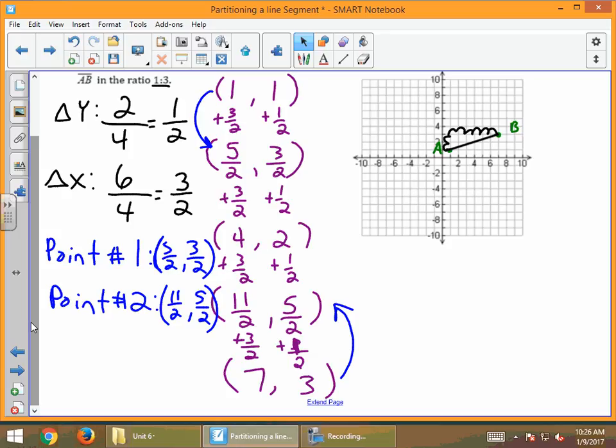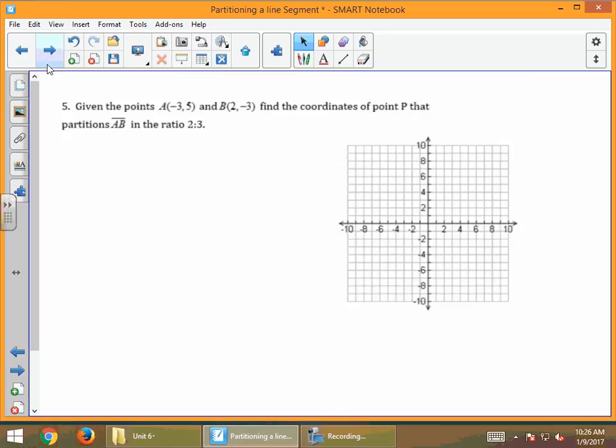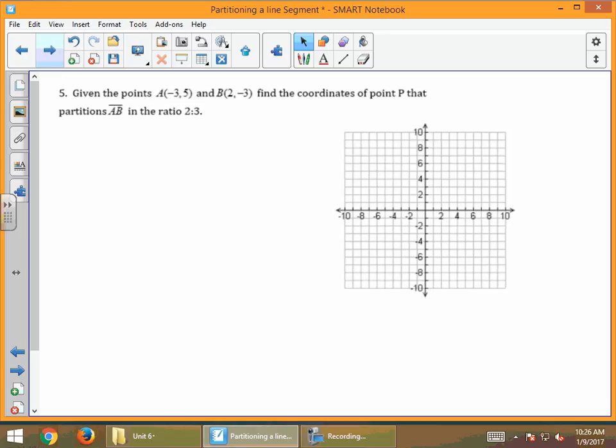Alright, one more. Give you time to practice. So we take a look at number 5. It says given the points A (-3, 5) and B (2, -3), find the point that partitions AB into the ratio 2 to 3. So again, lots of points. This is A, and (2, -3). And I always like to start with the first point they give you. I'm going to start with A.